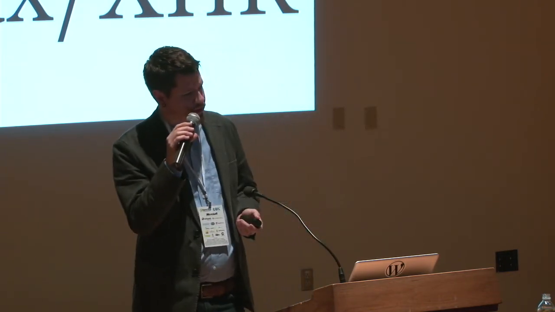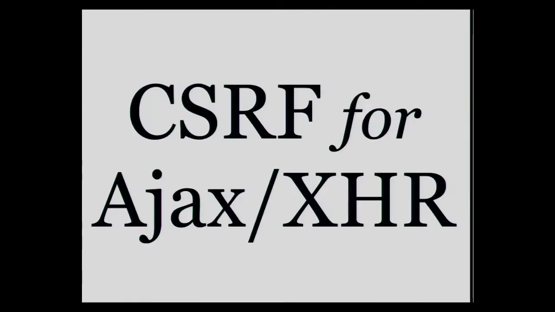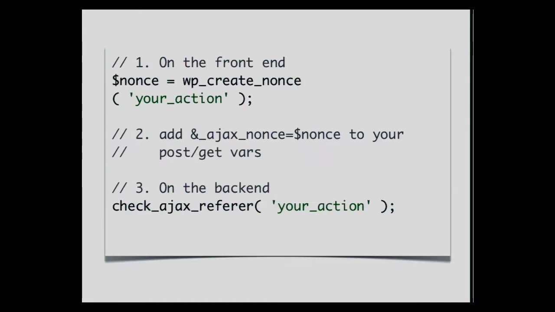You also have to worry about CSRF for AJAX or XHR requests. And you do that like this. wp_create_nonce, same thing, pass in the unique string there. And then you stick it onto your AJAX request with _ajax_nonce equals what you just created. Pass that in. And on the back end, check_ajax_referer. Same sort of deal.